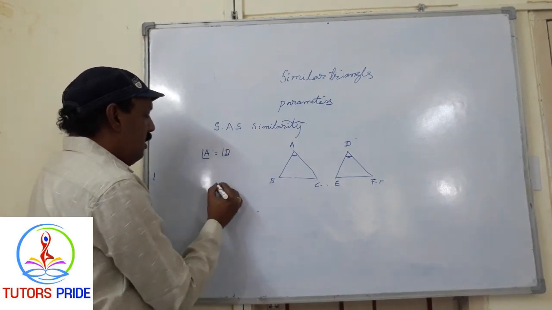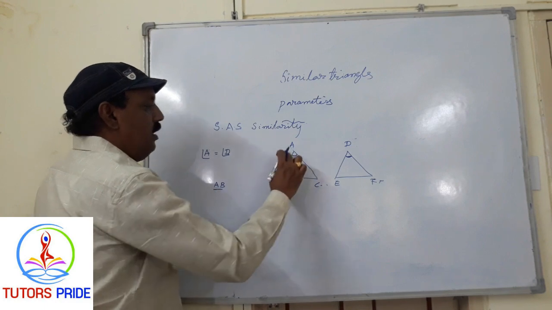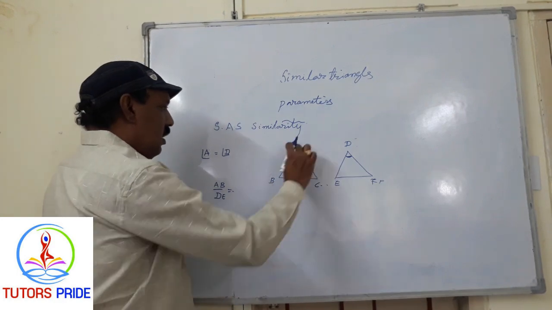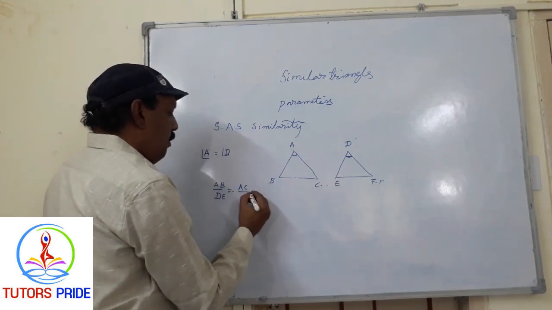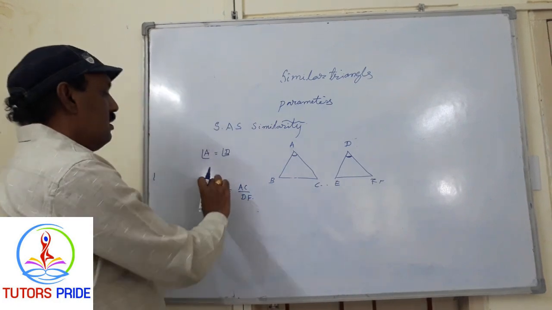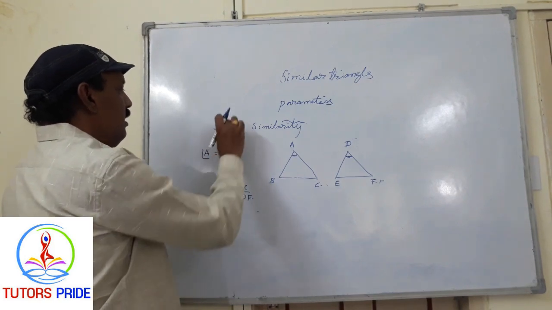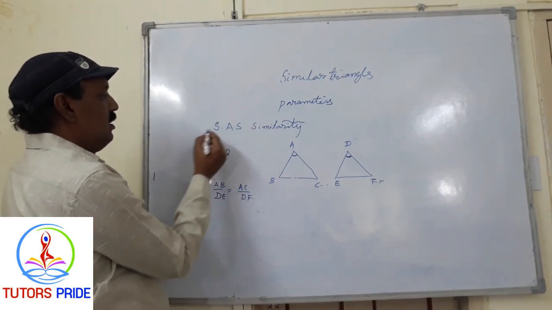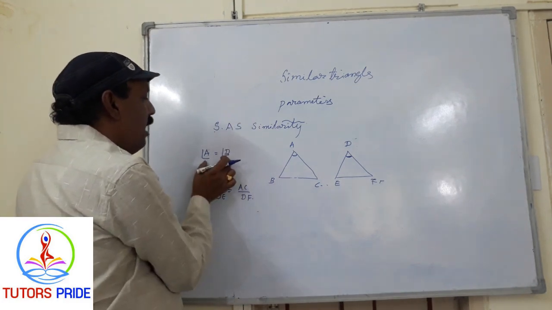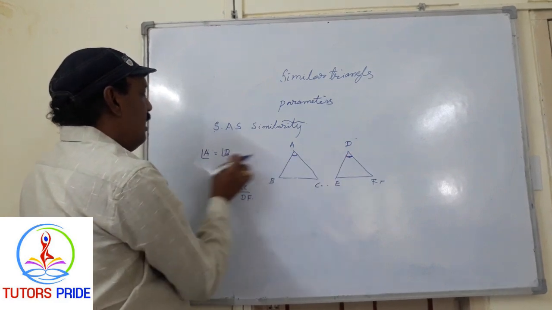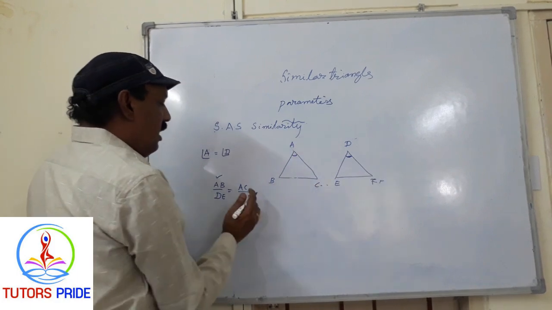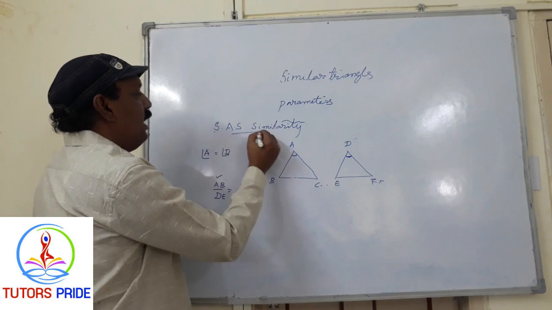That is, AB by DE equals AC by DF. So here it is side, angle, side. First we are considering that the sides have the same ratio. Second we are taking angles. These two angles of both the triangles are also equal. And the third side AC equals DF. And this is the second parameter.